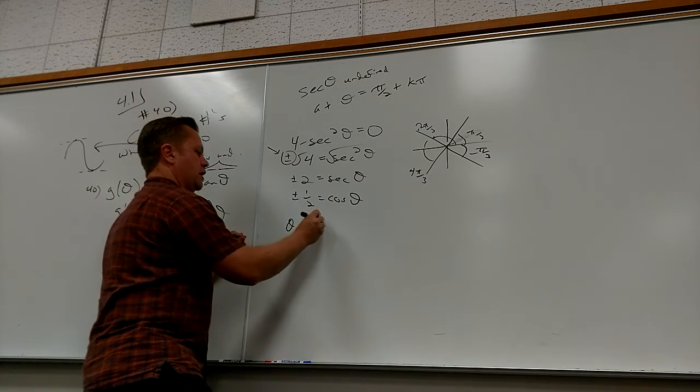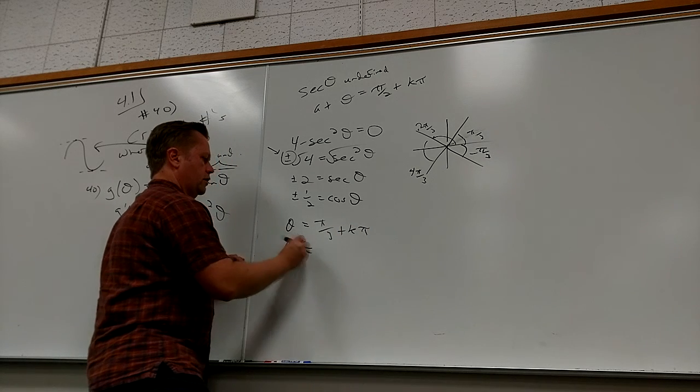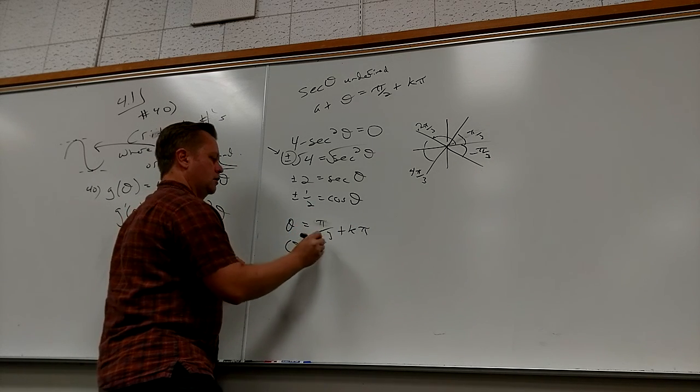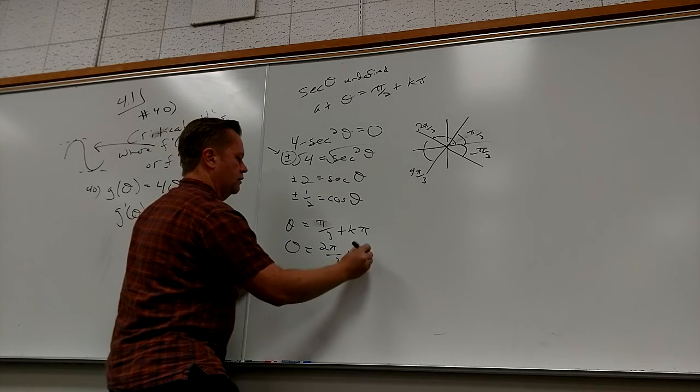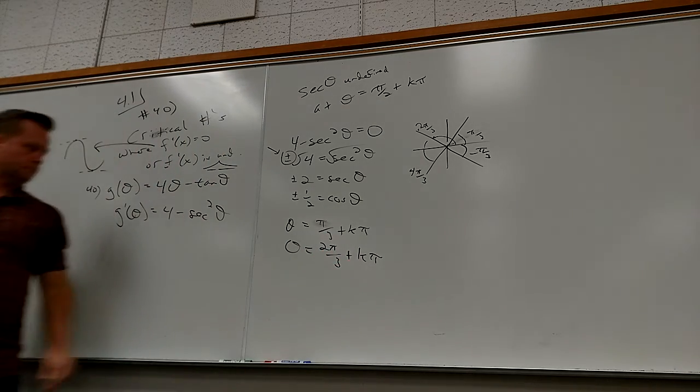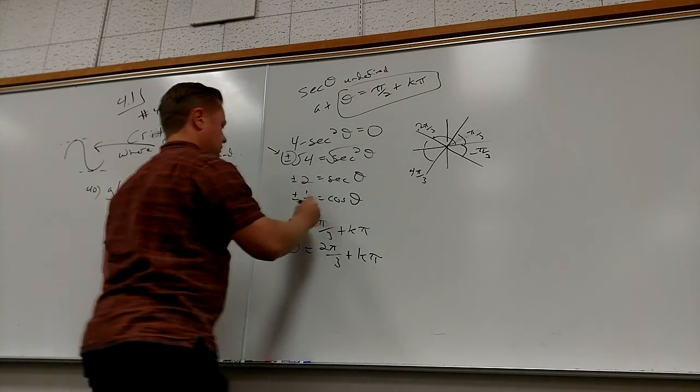So you get pi over 3 plus k pi, or theta is, you could say 2 pi over 3 or negative pi over 3, doesn't matter, 2 pi over 3 plus k pi. So you get this and these.